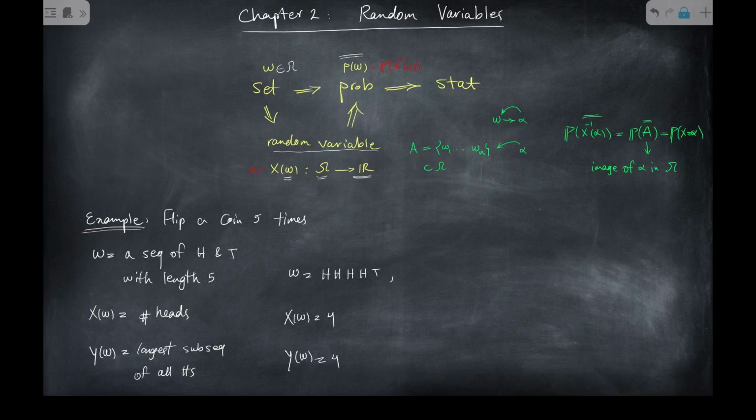Again, probability of X equals alpha means that the output of this random variable function is alpha. We go back and find its image, which is A. And remember that using probability, we can only measure sets. So I'm going to measure this set A. I cannot measure this point. So this is just another representation of A. Okay. So probability of X equals alpha is another form of writing probability of A.